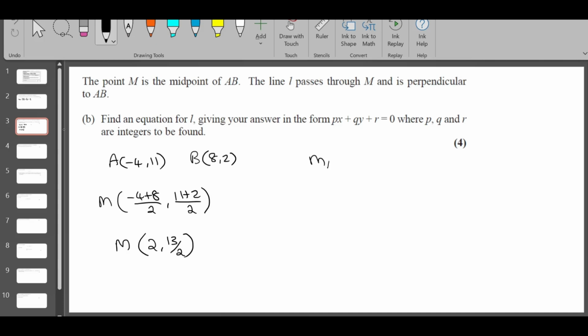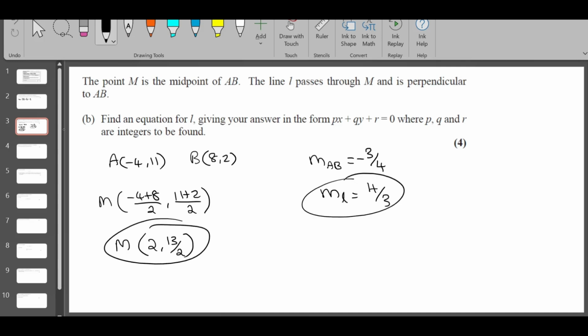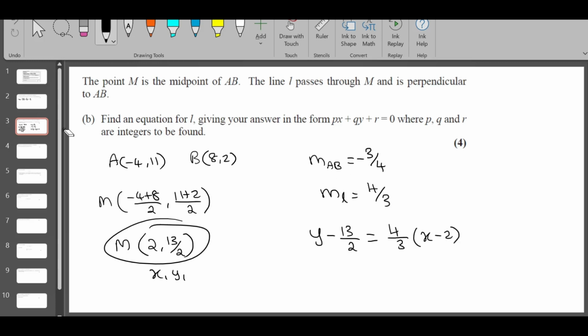Now the line L passes through M and is perpendicular to AB. So we know the slope of AB is minus 3 over 4. Since the line is perpendicular to AB, the slope will be the negative reciprocal. So we have a point, we have a slope, because the line passes through M. We can find the equation: y minus y1 is equal to slope times x minus x1. But they want us to write it in this format without any fraction, because P, Q, R are integers.